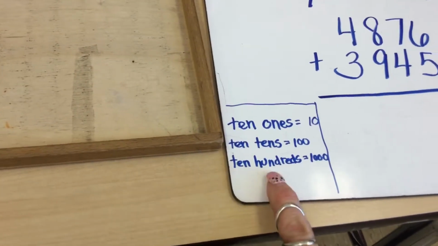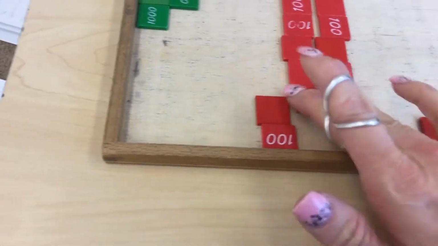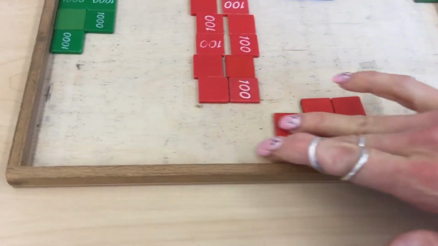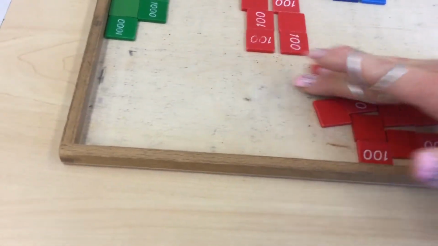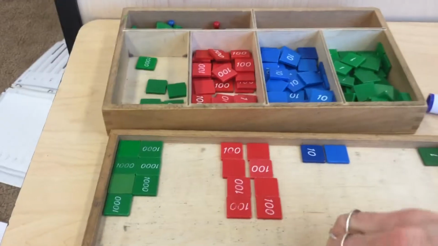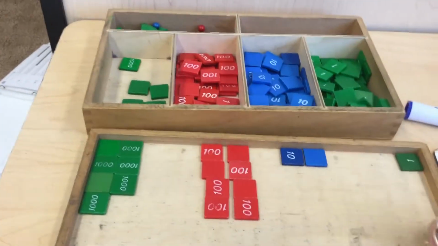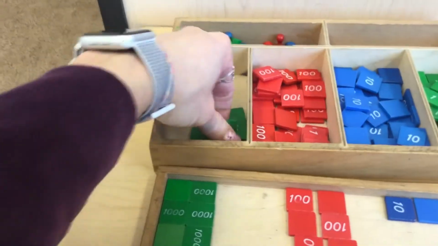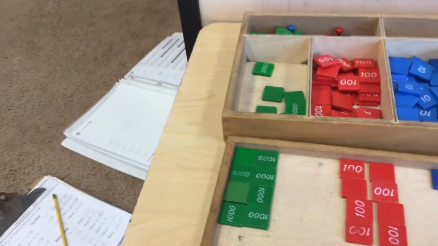Then I'm going to move to my hundreds. I'm looking for 10 hundreds. I'm going to pull these two. 2, 4, 6, 8, 10 hundreds. Got them. I found 10 hundreds, so I'm going to turn all of those in. Ten hundreds, and those 10 hundreds turn into a 1,000.